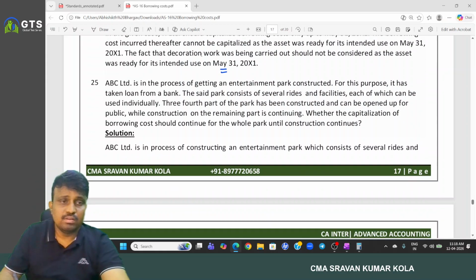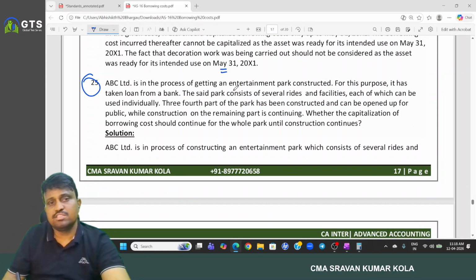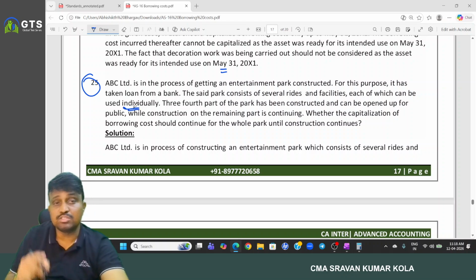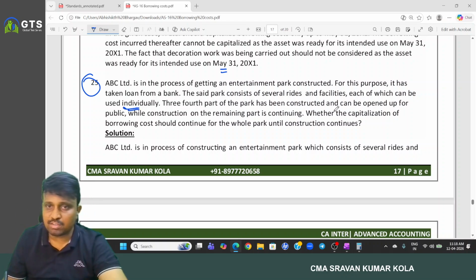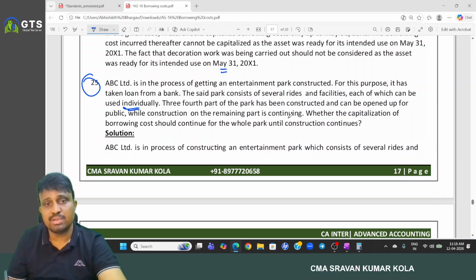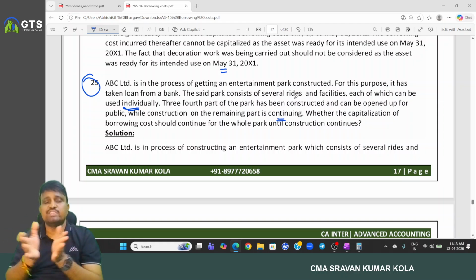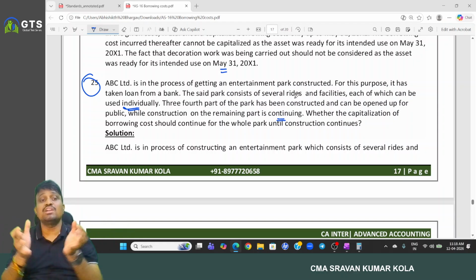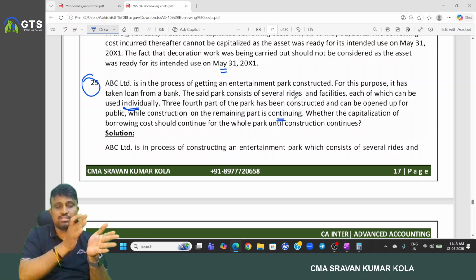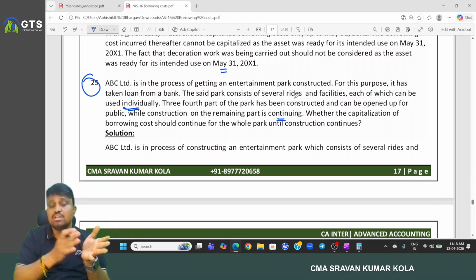and here ABC Limited is in the process of getting an entertainment park constructed. For this purpose, it has taken a loan. The said park consists of several rides and facilities, each of which can be used individually. Those are independent. So three-fourth part of the park was constructed and can be opened up for the public, while construction of the remaining part is continuing. In that case, the construction of those facilities is separate and they are not depending upon one another.